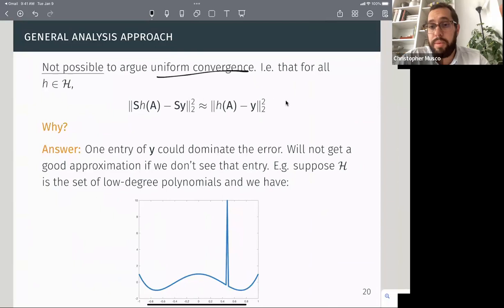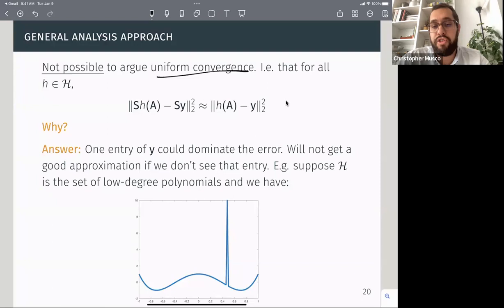So you might say, show that for all H in our hypothesis class, SHA minus SY is approximately equal to, within some upper and lower bound, HA minus Y. Proving this sort of guarantee is actually out of the question in the agnostic setting. You cannot prove this sort of guarantee. And I think it's useful to see why. It's a similar example to what I had before about why randomness is necessary.